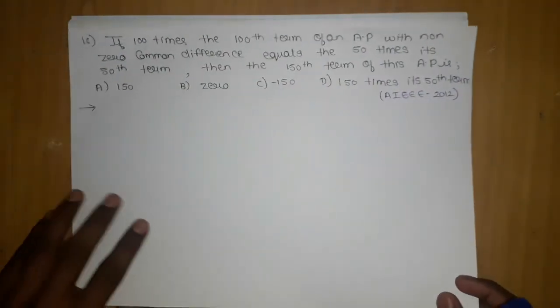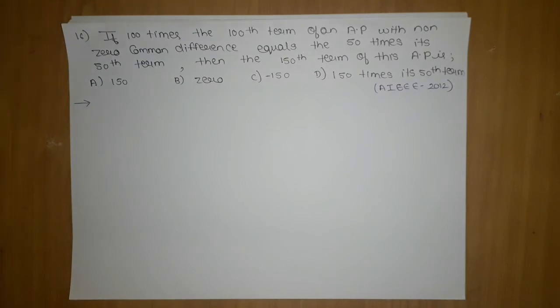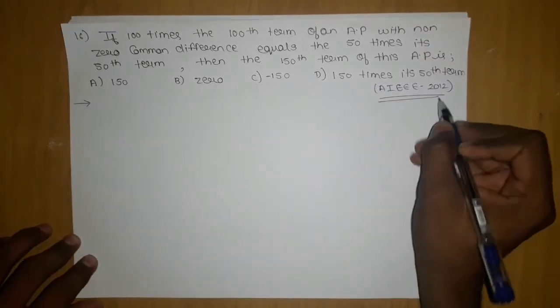Now let's begin with the questions. The first question which we are going to encounter is this 16th question. If 100 times the 100th term of an AP with non-zero common difference equals 50 times its 50th term, then the 150th term of this AP is, so we want to find the 150th term of this AP. The options are: A is 150, B is 0, C is minus 150, D is 150 times its 50th term. This question appeared in AIEEE 2012.